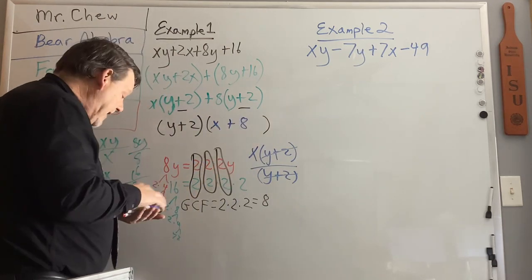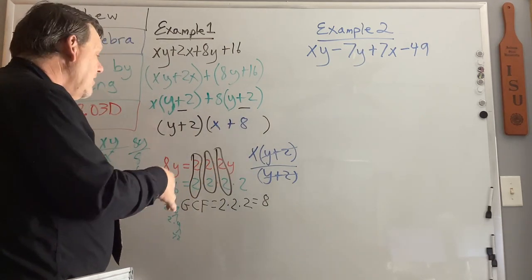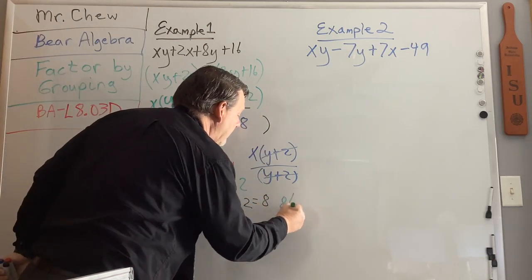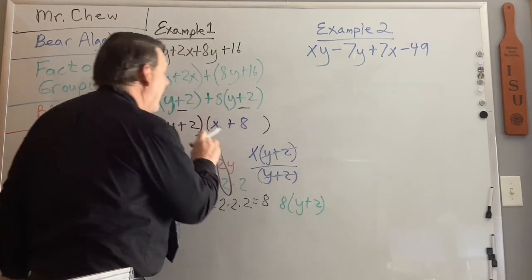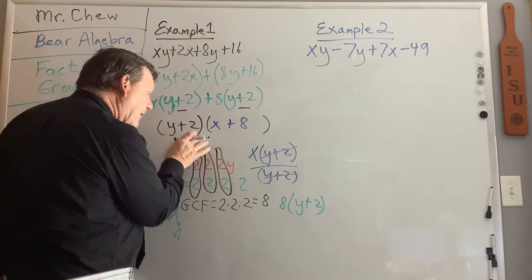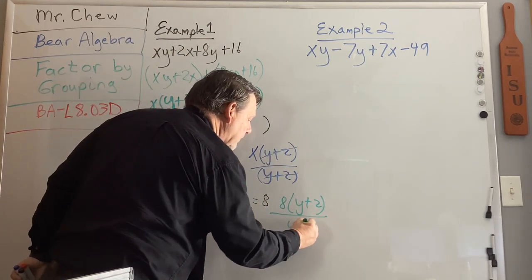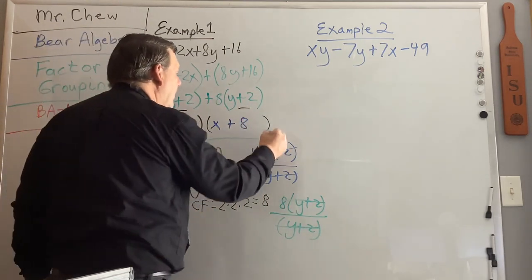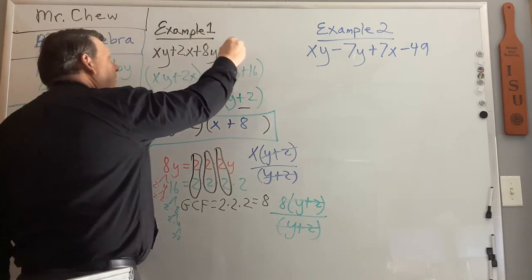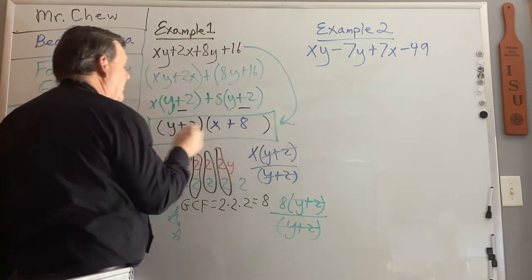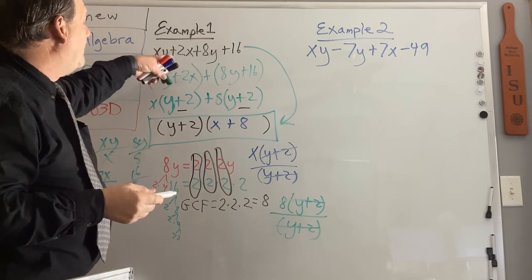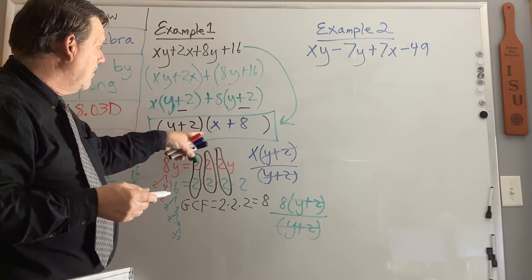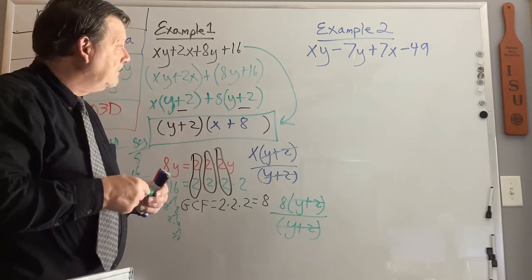If you can't see that, then you need to just write this whole thing out and divide it by whatever we're factoring out here, and that cancels. So my answer to this equals this factored out. So xy plus 2x plus 8y plus 16 equals parentheses y plus 2 times parentheses x plus 8.